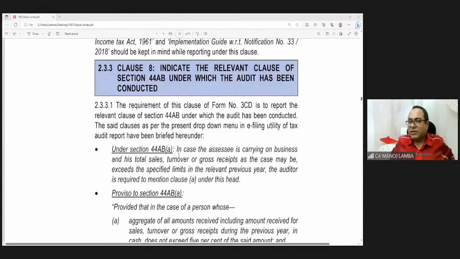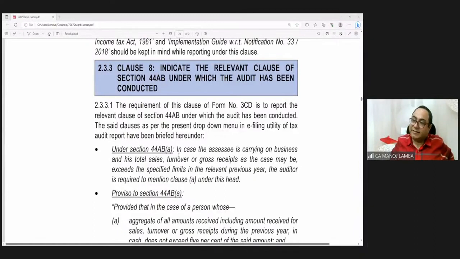The requirement of this clause in Form 3CD is to report the relevant clause of section 44AB under which audit has been conducted. The head clauses as per the present drop-down menu of the e-filing utility of the tax audit report have been briefed here under. First clause is section 44AB sub clause A.